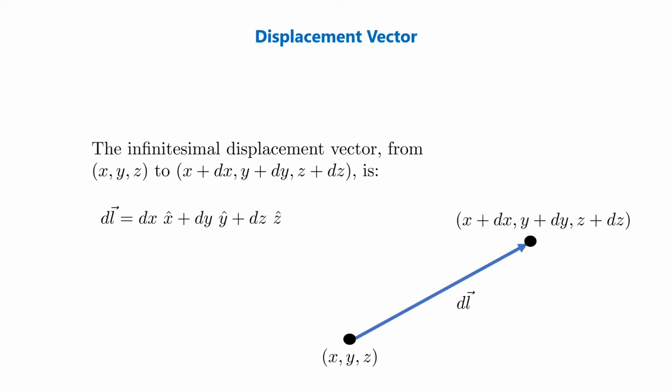The displacement vector. Let's now consider two points x, y, z and x plus dx, y plus dy and z plus dz. Let's assume that these two points are separated by a distance vector dl, so that we can write vector dl as equal to dx x hat plus dy y hat plus dz z hat, and this vector is known as the displacement vector.